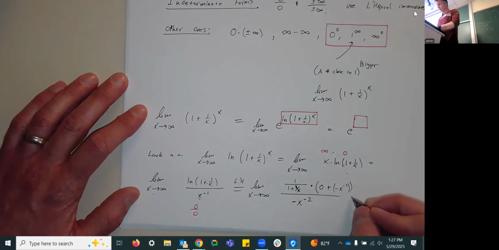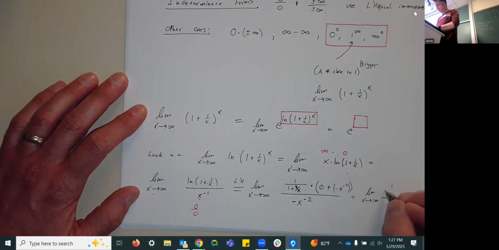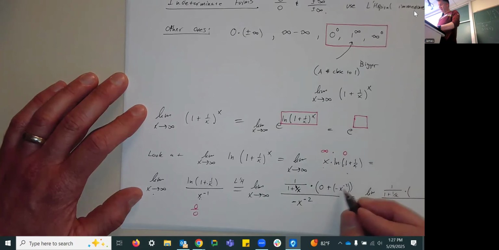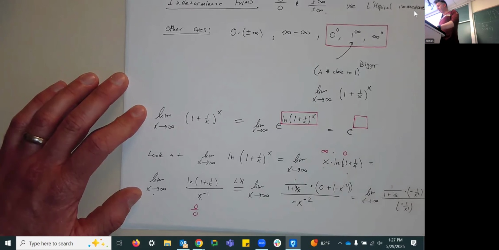What I really have here, just to make it a little bit more clear, is the limit as x goes to infinity of 1 over 1 plus 1 over x times negative x to the negative second, or negative 1 over x squared, divided by negative 1 over x squared. And those exactly are the same thing, and when we divide them, you just get 1.